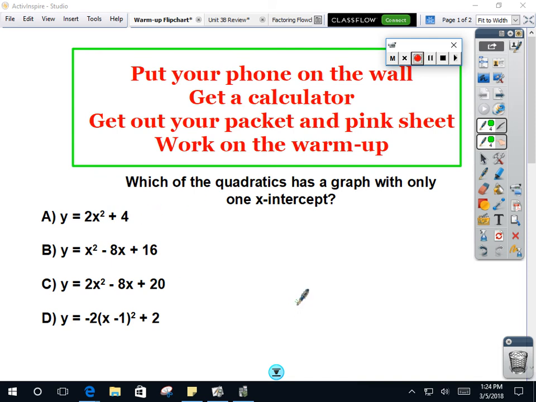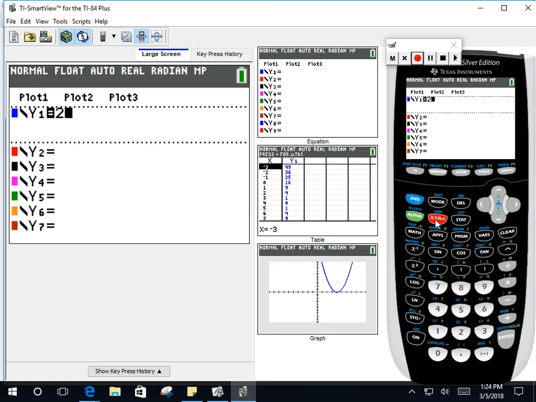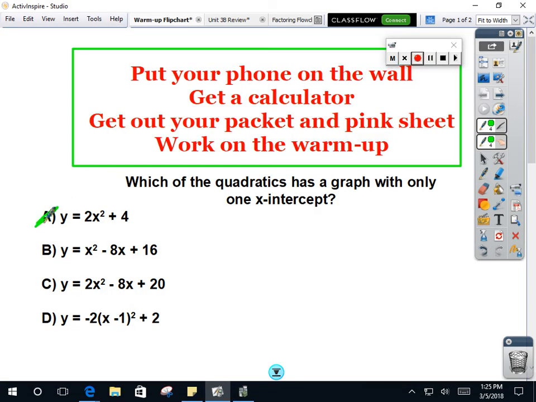A parabola. So the easiest way to know which one of these equations is going to create a parabola that touches the x-axis one time is to graph it. So we start by graphing the first one, y equals 2x squared plus 4. Okay, 2x squared plus 4 crosses the x-axis how many times? None. So this one has 0 x-intercepts, so it's not the right answer.